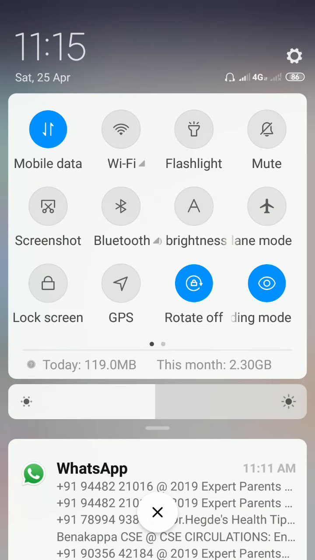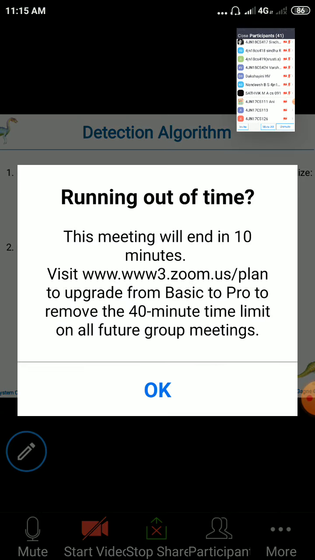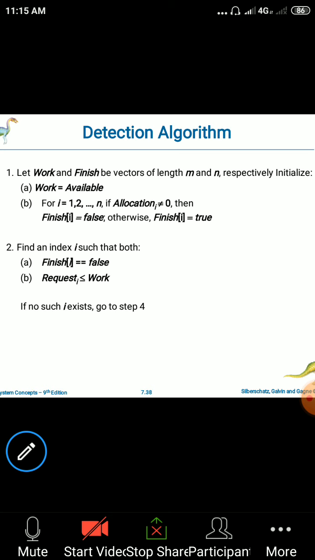Before that I'll take the snapshot of the system for the attendance purpose. Okay. So the algorithm is the same, sir, right?